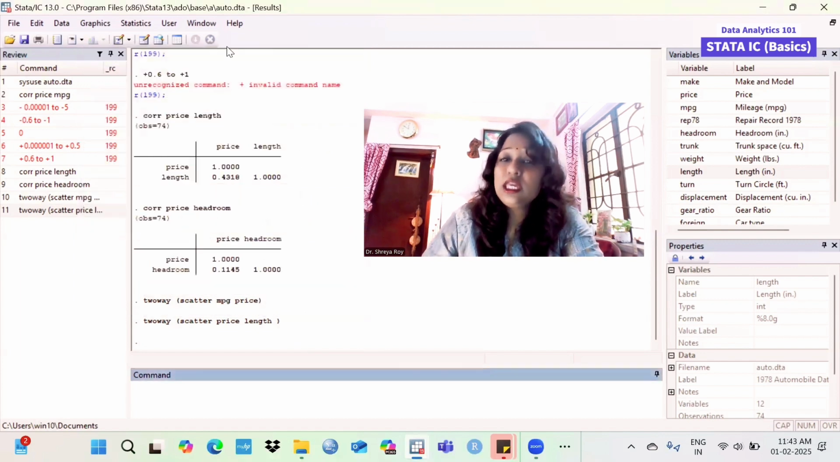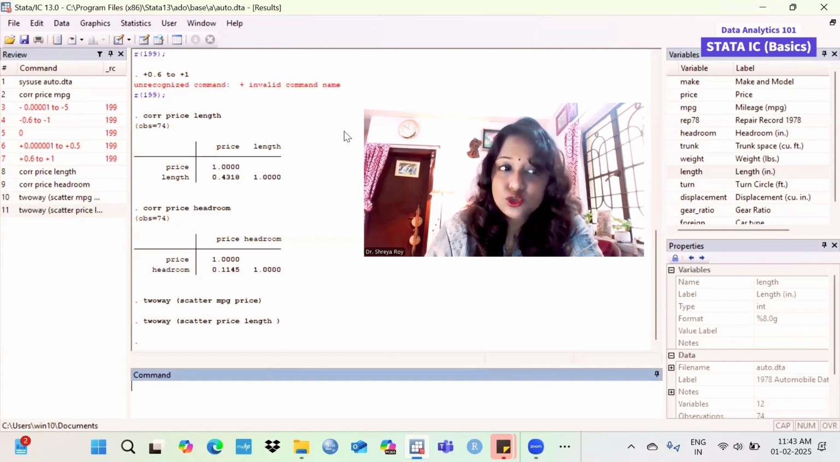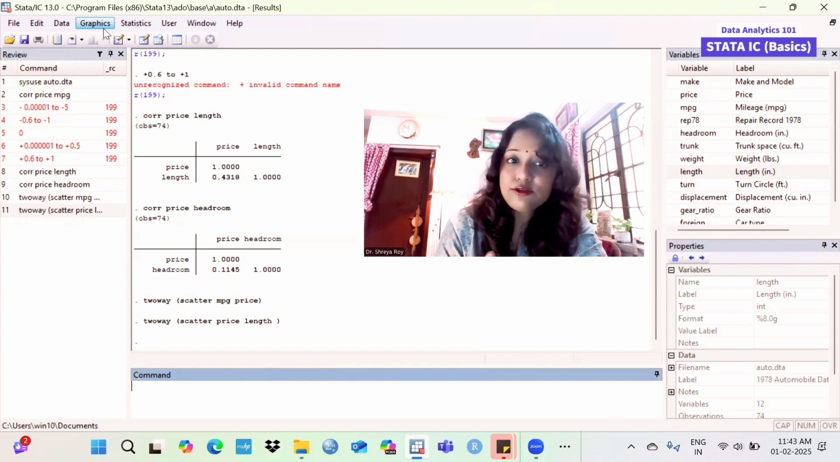Even though these graphs are visually very interesting, sometimes it becomes extremely difficult to read them. So what do we do? We use fit plots. So what is a fit plot? A fit plot is basically a straight line through your scatter plot, giving you the exact read for your graphical representation.